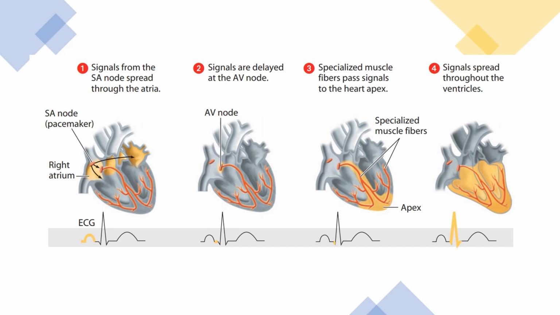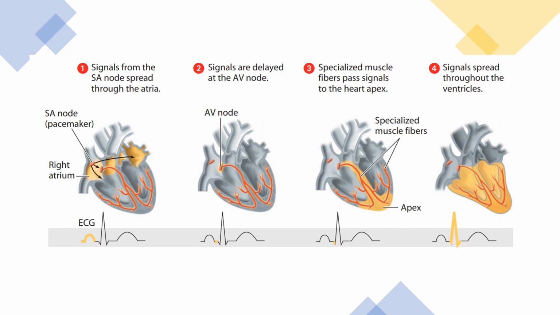In step two, here in the AV node, the signal will be delayed by 0.1 second, so that the atria can empty its contents before the ventricles contract. The electrical impulses will travel through specialized pathways mediated by muscle fibers to reach the atrioventricular node. The AV node is located between the atria and the ventricles. It will act as a gatekeeper, as I mentioned earlier, delaying the electrical signal for a brief moment to allow the atria to contract fully before transmitting the impulse to the ventricles.